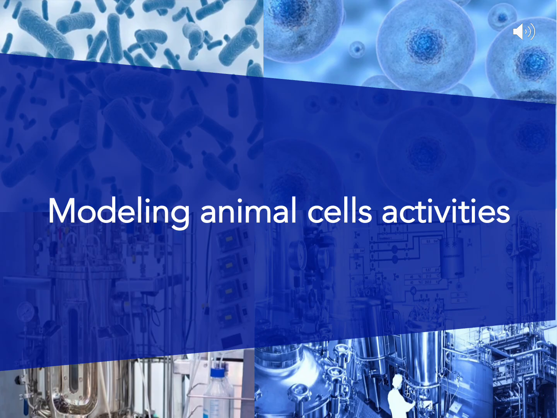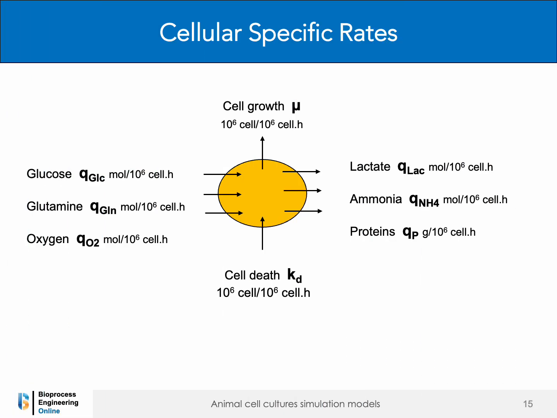Now that we have established the modeling framework, let's begin constructing the simulation model. Our first step is to select the kinetic equations that describe cell growth and metabolism in the bioreactor. The required kinetic laws must predict the specific rates of the different cellular processes as functions of the culture environment. Specific rates are typically expressed per million viable cells.